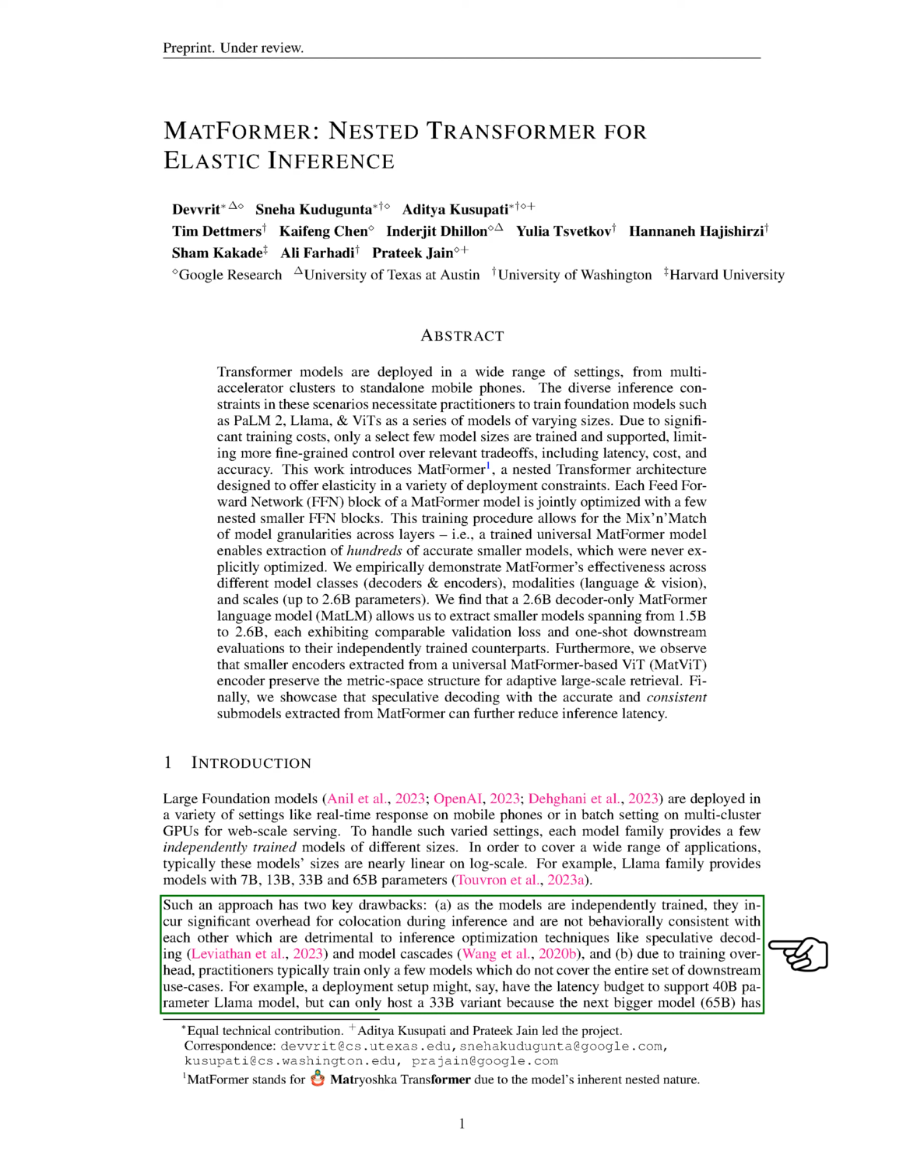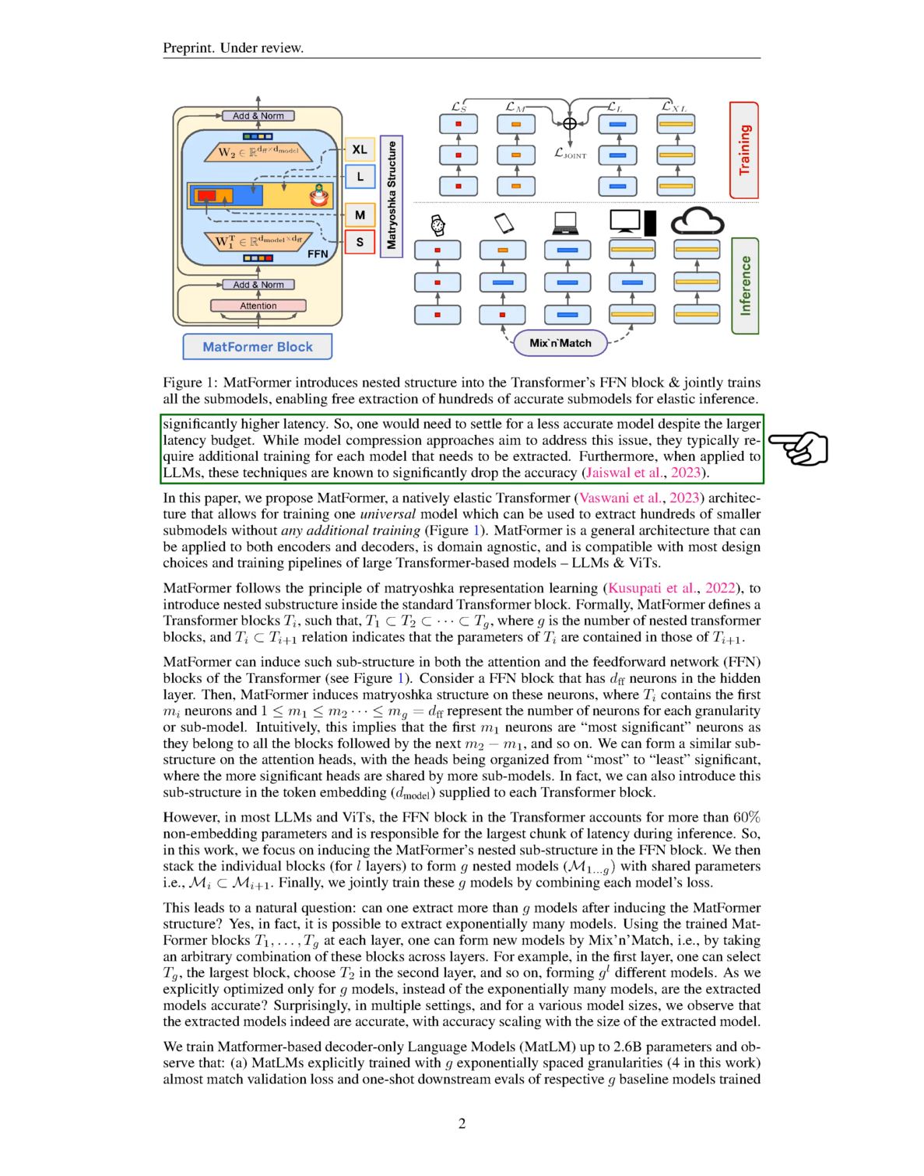Second, due to the training overhead, only a few models are typically trained, which may not cover all possible use cases. For example, a deployment setup might have the capacity to support a 40 billion parameter Llama model, but can only host a 33 billion variant because the next larger model, 65 billion, has significantly higher latency. This means settling for a less accurate model despite having a larger latency budget.